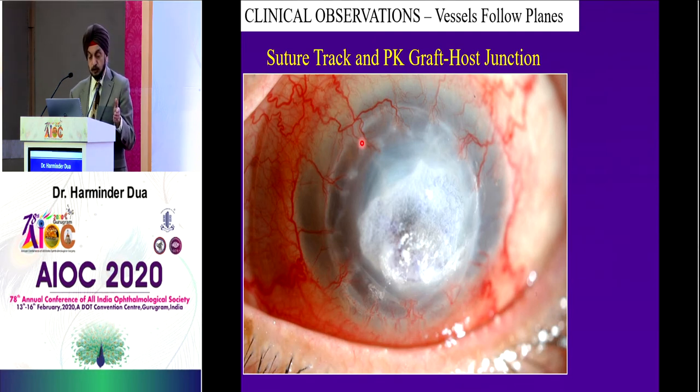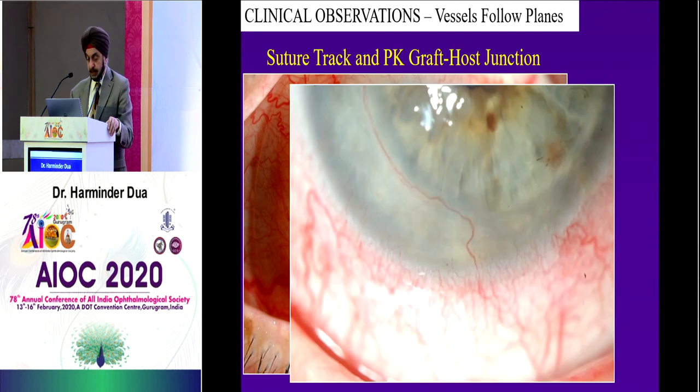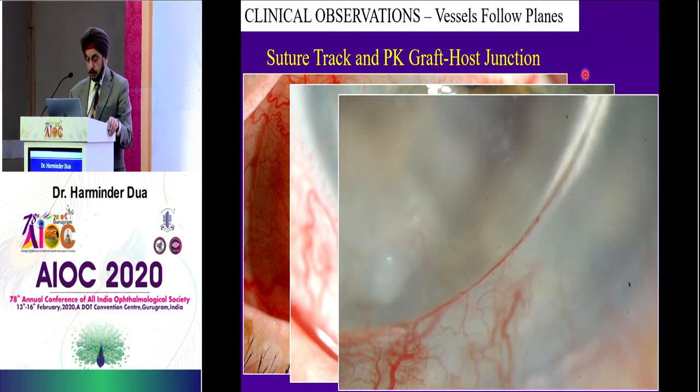Even when there are no sutures and you've removed all of them, 2 years later they get an infection, all the vessels will grow in the suture tract. Then if they reach the graft host junction, they go along the graft host junction. Again, the collagen is wound healing collagen there, so it came from a suture tract along the graft host junction, and then eventually it will get into the cornea. So here again you see prominent vessels along the graft host junction.